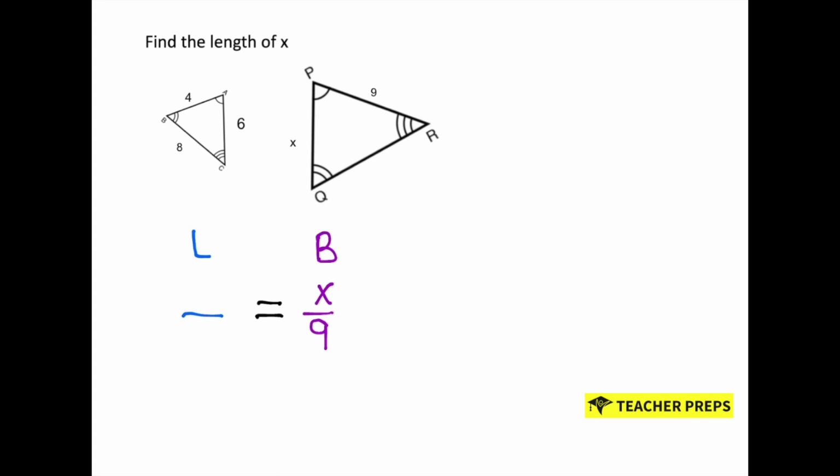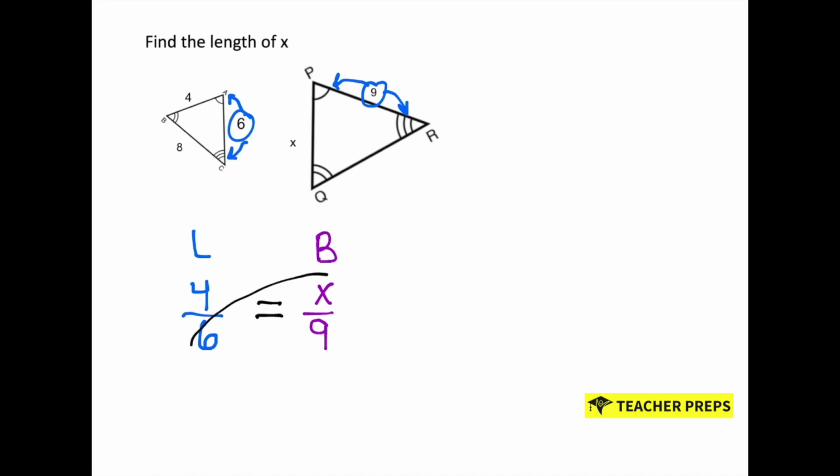Now let's look and see what corresponds to x. X is in between the angle with 1 line and the angle with 2 lines. So find the side on the little triangle that is in between the angle that has 1 line and the angle that has 2 lines. That's 4. So because 4 corresponds with x and x is in the numerator, I'm going to put 4 in the numerator. Now find the side that corresponds with 9. 9 is in between the angle with 1 line and the angle with 3 lines. On the little triangle, which side is in between the 1 line and the 3 lines? 6 is. So 6 corresponds to 9. Since 9 is in the denominator, I'm going to put 6 in the denominator.